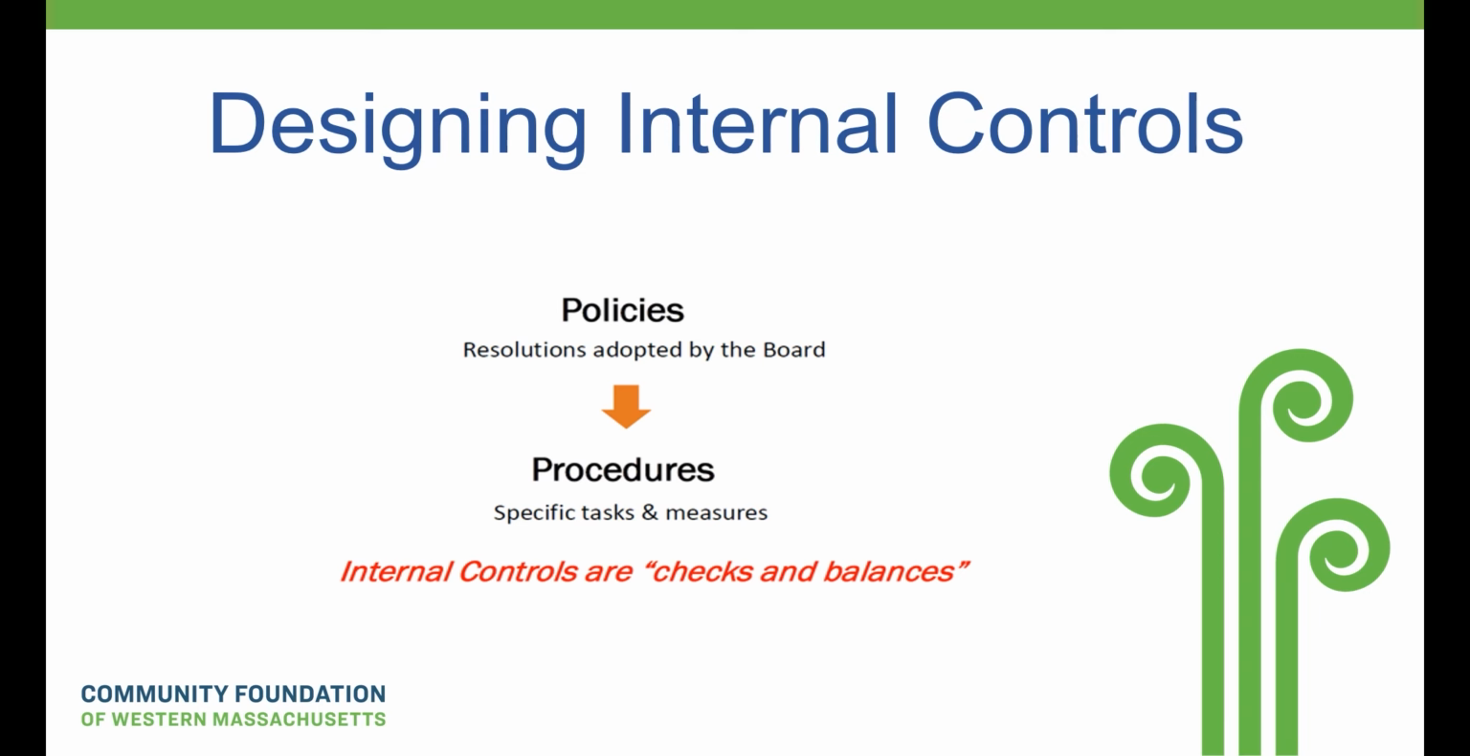Generally in an organization, there's lots of policies. Many of them are approved by the board of directors or the board of trustees. And then there's procedures that the staff use to keep track of all of the things controlled by those policies. And when we talk about internal controls, what we really are talking about are those checks and balances to make sure that we are working in accordance with those policies and we're following our procedures.